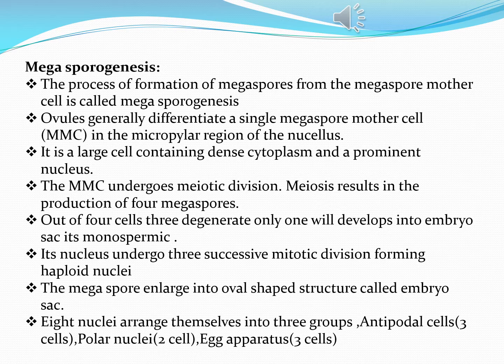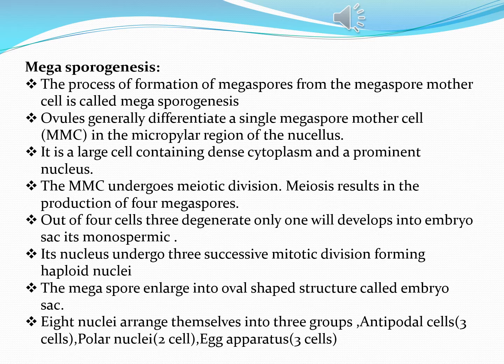In this slide, we are going to discuss megasporogenesis, right? Megasporogenesis is the process of formation of megaspores from megaspore mother cells. Ovules generally differentiate a single megaspore mother cell, which we call the MMC, in the micropylar region of the nucellus.